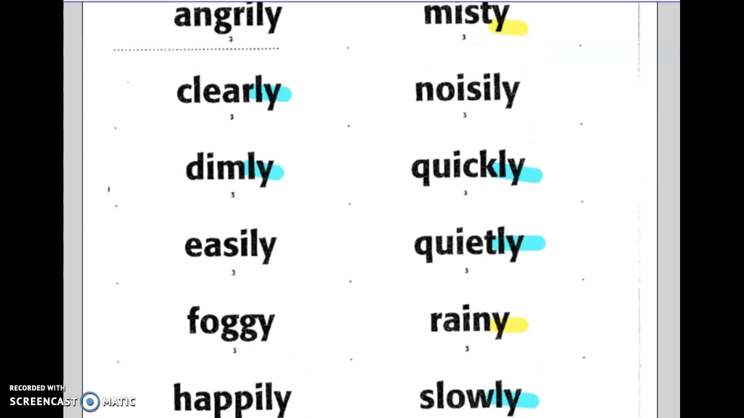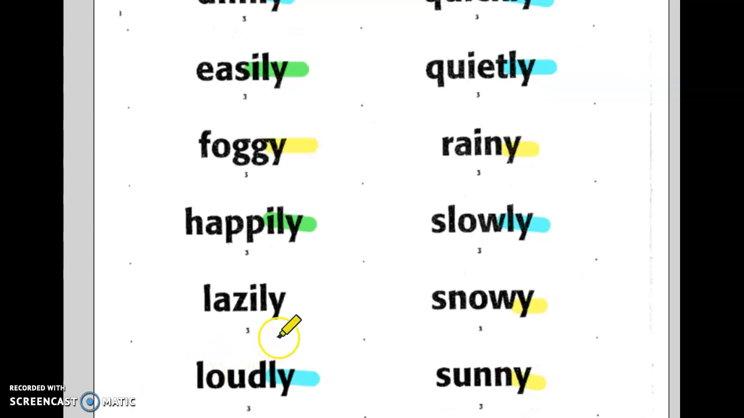Last, we're going to look for root or base words that have the suffix ily added to the end. We are going to highlight these words in green. So angrily and noisily are some of the examples on this page. Easily and happily are some other examples. Another example on this page would be the word lazily.